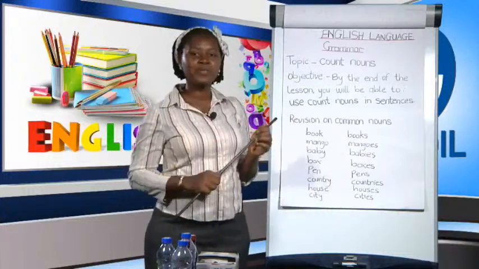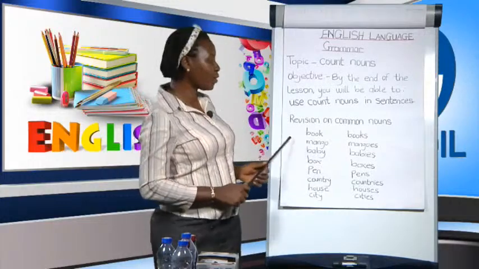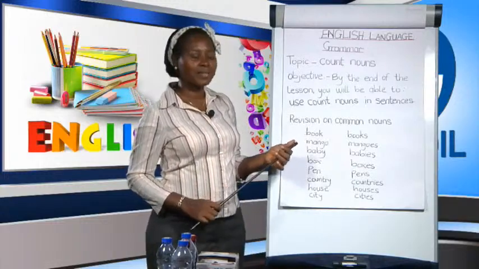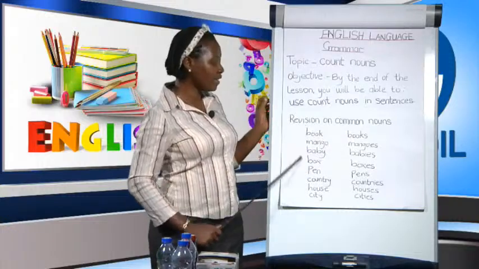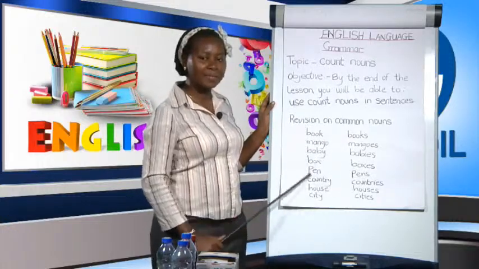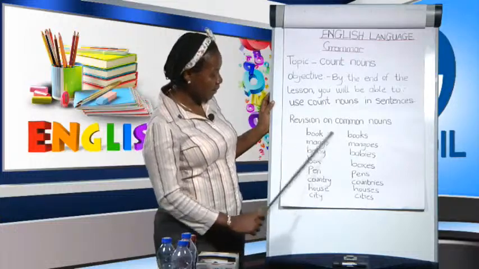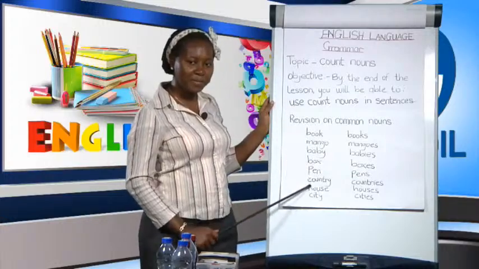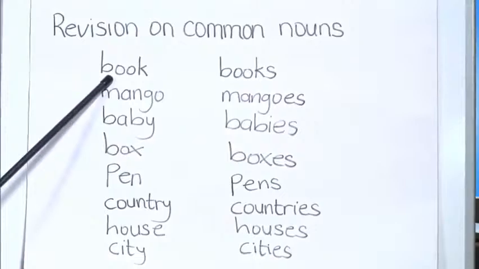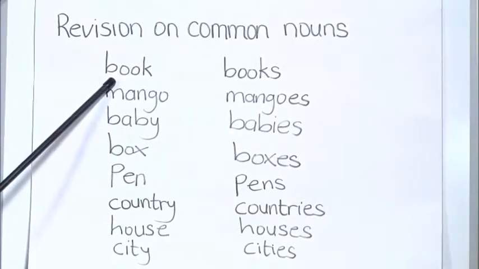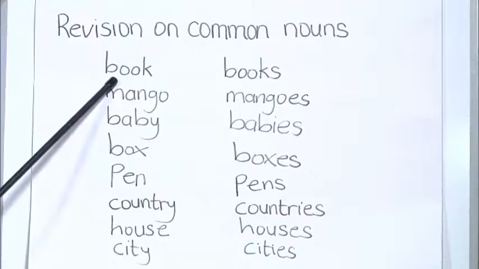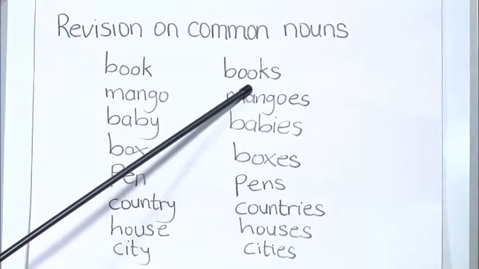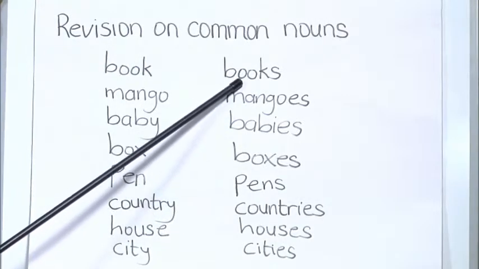Now let's do a quick revision on common nouns. In our previous lesson on common nouns, we met these nouns here. So these are very familiar to us. Let's go through them. I believe you can mention all of them. We have here, can you say this? Book. Its plural is books.